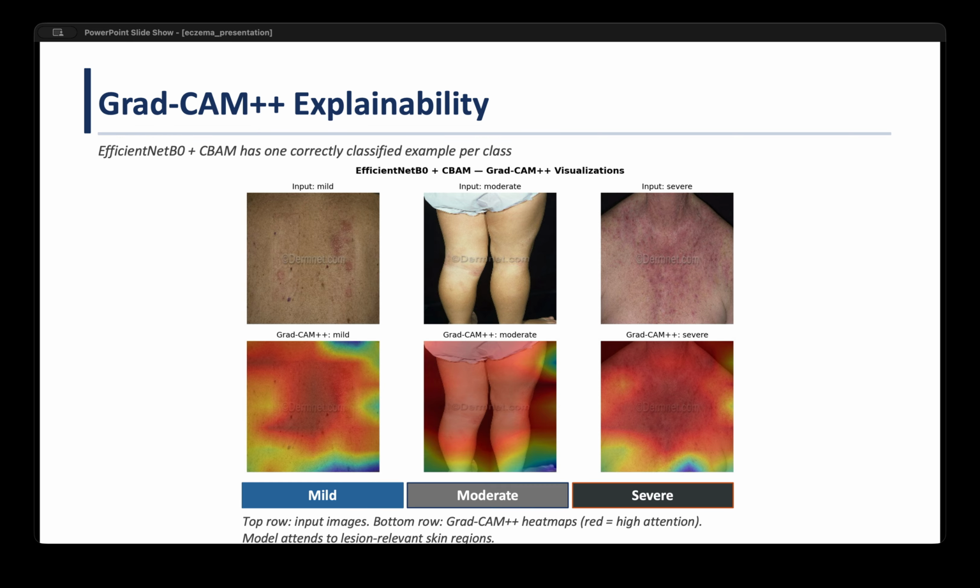So here are examples of the Grad-CAM visualization. For one correctly classified example per class, red means high attention. For mild eczema, attention spreads across dry, patchy texture. For moderate, it looks at the inflamed knee region. For severe, it concentrates on the most intensely affected areas.